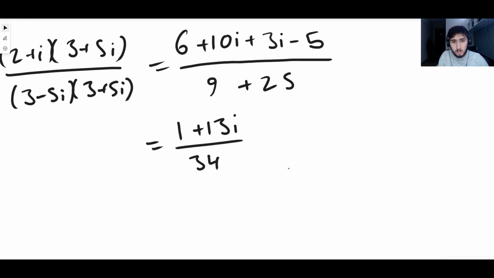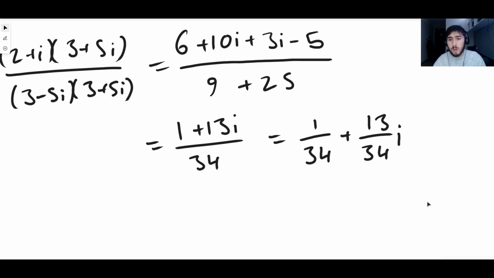And then we can split this up. We end up with 1 over 34 plus 13 over 34 times I, just like that. And that's right there is our complex number. That is the result of dividing those two complex numbers together, and it's nicely written in the form a plus bi, just like that. So a would be 1 over 34 and b would be 13 over 34. So that's all there is to it.